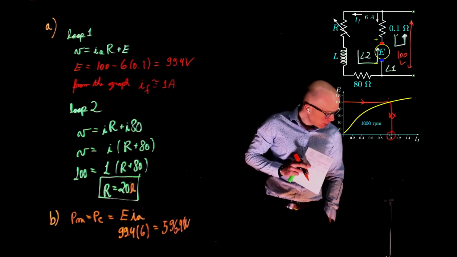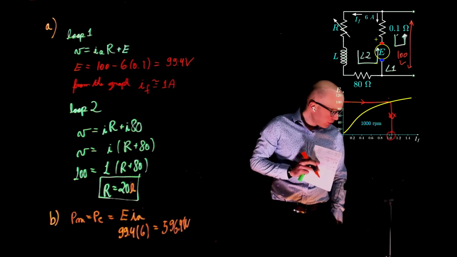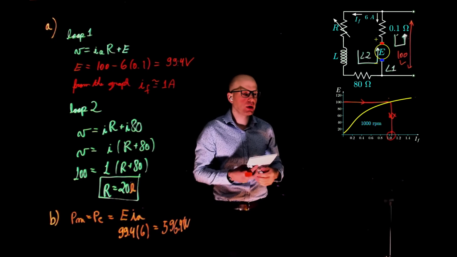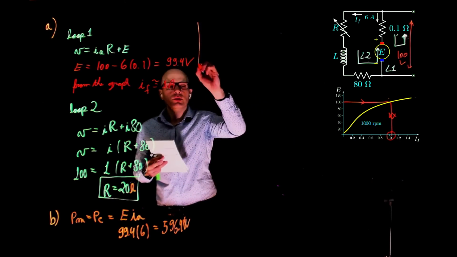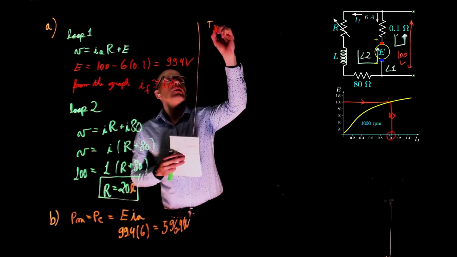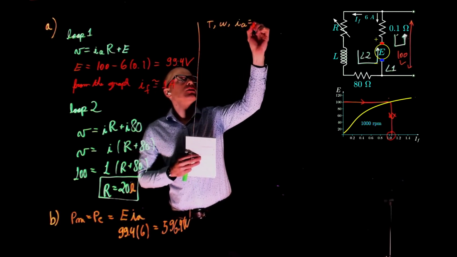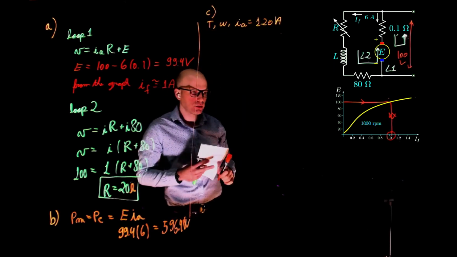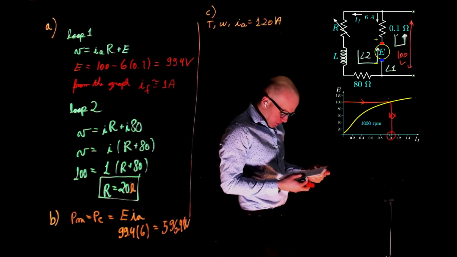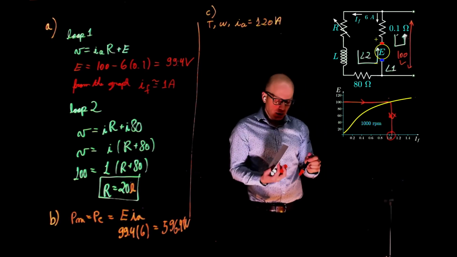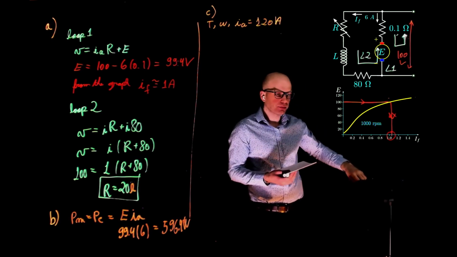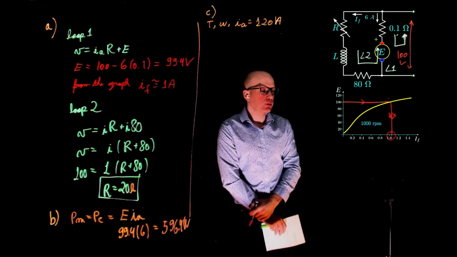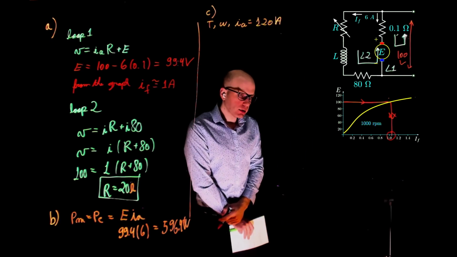Okay, so the next one is the speed, torque, and efficiency, which we're going to skip. So speed and torque when the current here changes to 120 amps. So torque and speed for IA equals 120 amps. This is question C. How are we going to solve that? Any ideas? So we change the current to 120 amps.